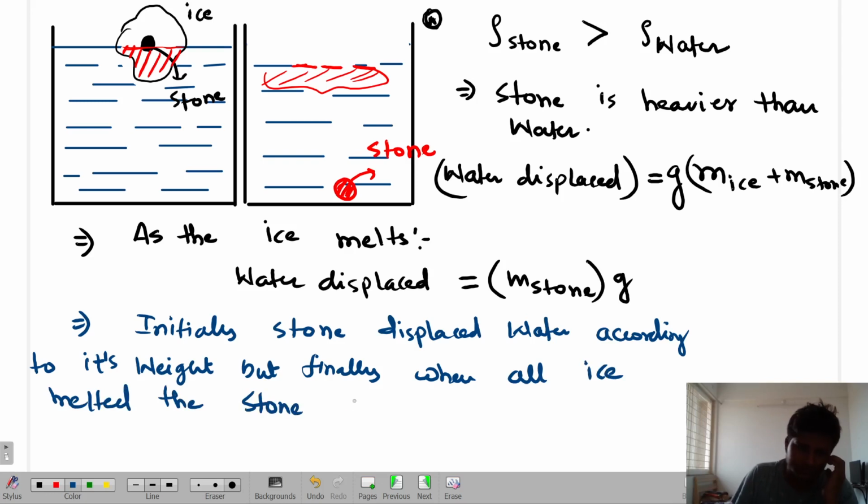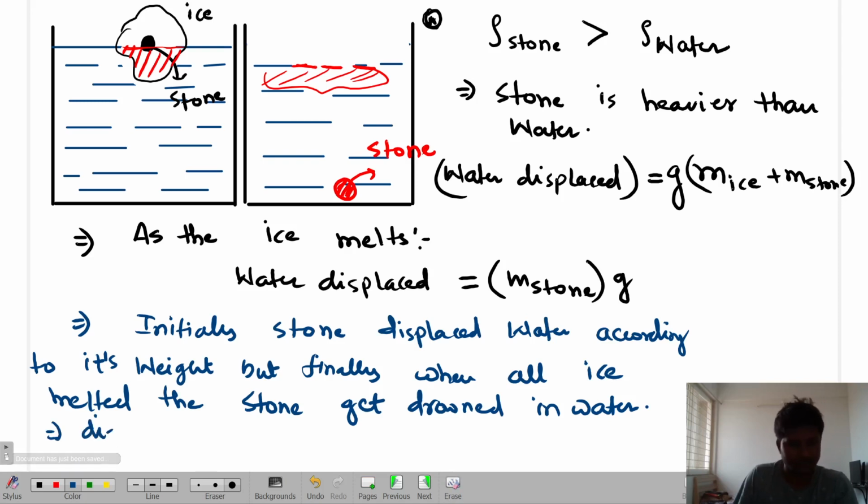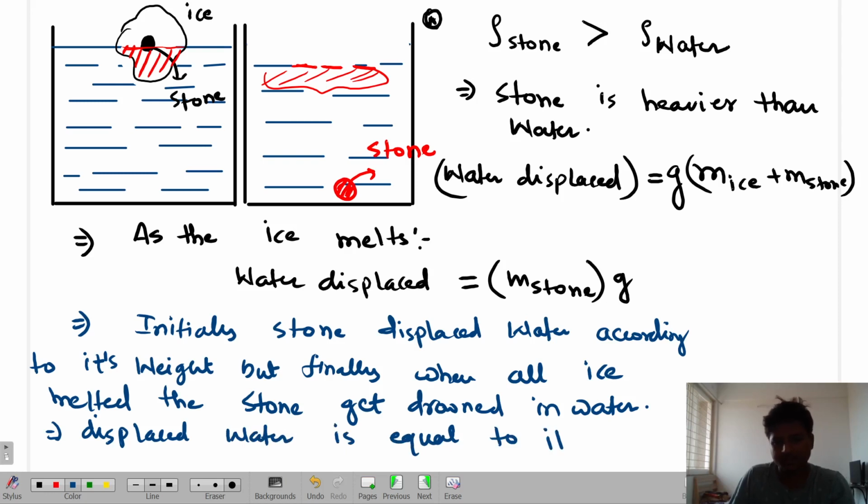Okay, and if a stone gets drowned in water, what will happen? The displaced water will be just equal to its volume, isn't it? Okay, so displaced water is equal to its volume, and that is why water level decreases, because its volume is very very small. Are you able to get me or not?